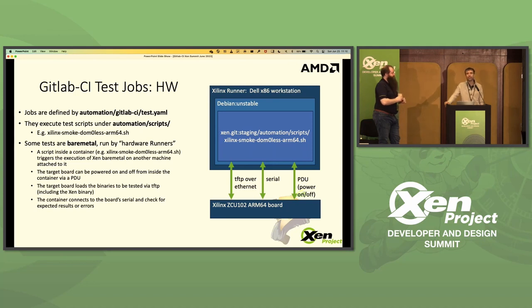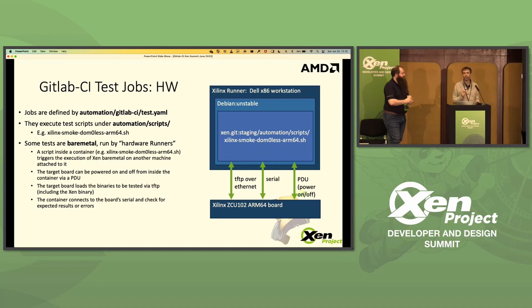So you cannot run the GitLab runner on the same board that you want to test Xen, right? It's not possible, at least not without extremely clever tricks that I don't have. So what we currently do is the runner runs on a Dell x86 workstation. This is a plain old Dell x86 workstation, one of many we have in the San Jose office. The workstation itself is the one running the runner. That means it's x86, right? So you have a Debian Unstable running. You have Xen.git, the Xen binary, and you run a script, as usual.